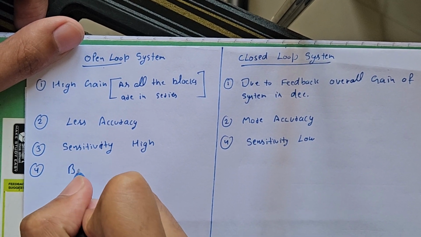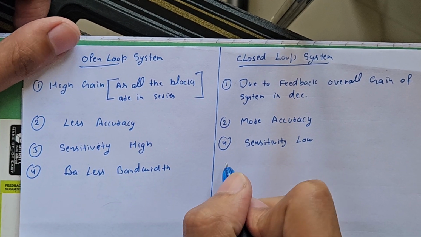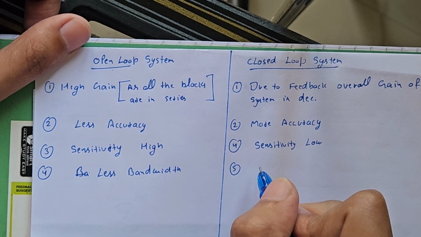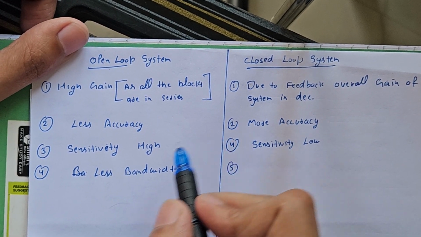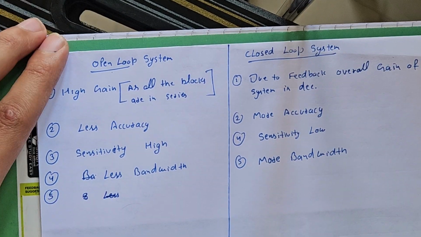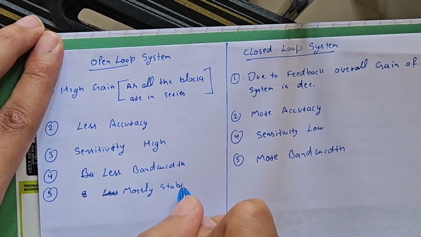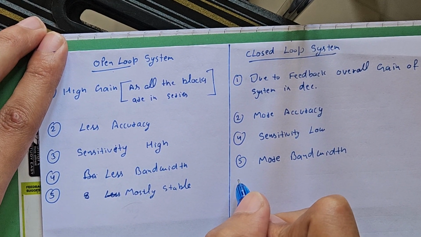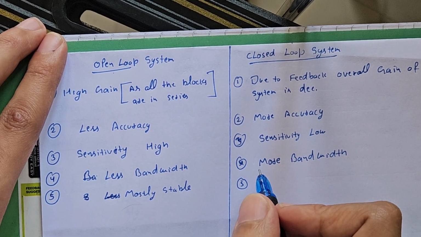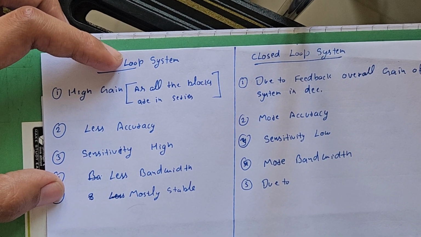Next, bandwidth. Open loop system has less bandwidth as compared to closed loop system, because the gain in the open loop system is more as compared to closed loop system. So that's why open loop system has less bandwidth. Next is stability. Open loop system is stable most of the time, but closed loop system may become unstable due to feedback.